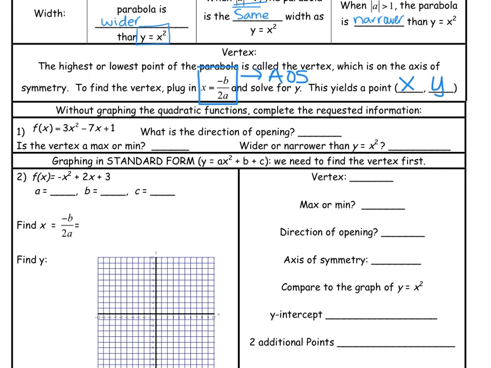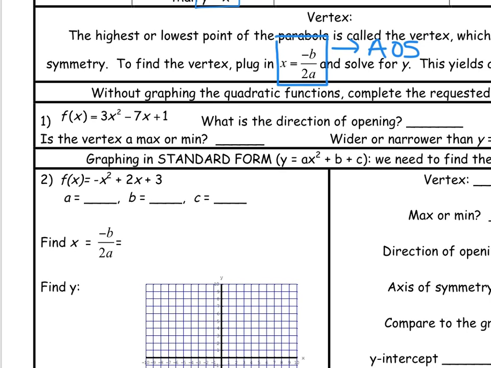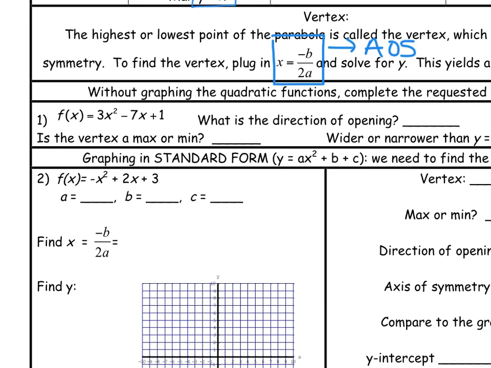So without graphing the quadratic function, we are going to complete the information below. Let's look at this function right here: y equals negative 3x squared minus 7x plus 1. We are going to look at the coefficient of x squared. That is positive, so that tells us that the parabola is going to open upward. And because it's opening upward, the parabola is going to have a minimum, or the vertex is going to be at a low point.